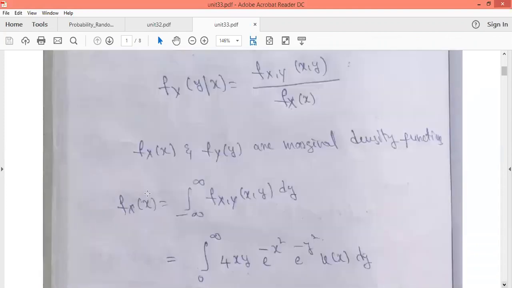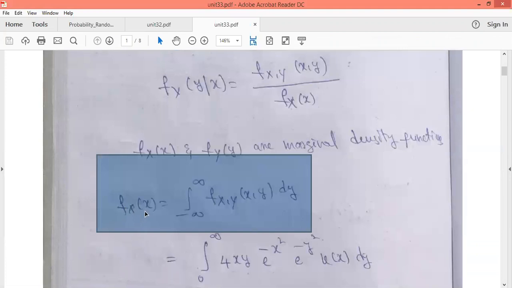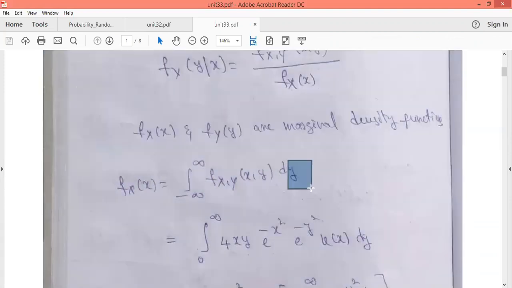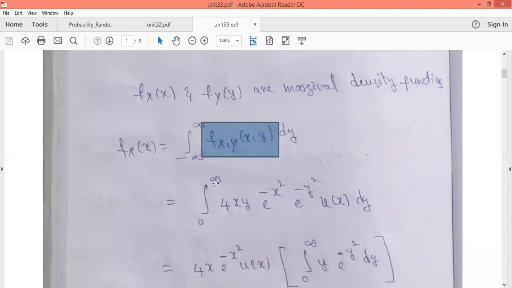How do you find the marginal density function? This is the definition: f_X(x) is equal to the integral from minus infinity to plus infinity of f_{X,Y}(x,y) dy. To find f_X(x), we have to do integration with respect to y, with limits minus infinity to plus infinity. We substitute the joint density function here.